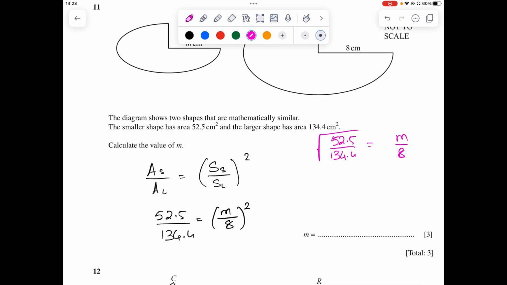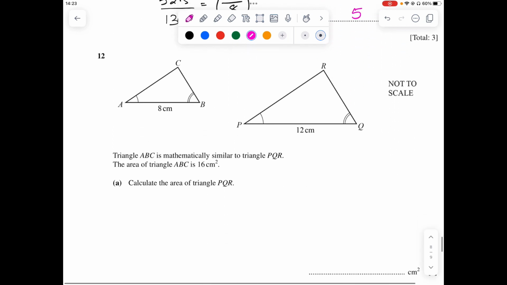Square becomes square root. Square root of 52.5 upon 134.4 equals m upon 8. So what does that become now? Cross multiplication: m equals 8 times square root of 52.5 divided by 134.4. Simplify by calculator, you should be getting the answer as 5. Question number 12. Triangle ABC is mathematically similar to triangle PQR. Area of triangle ABC is 16. What is the area of triangle PQR?